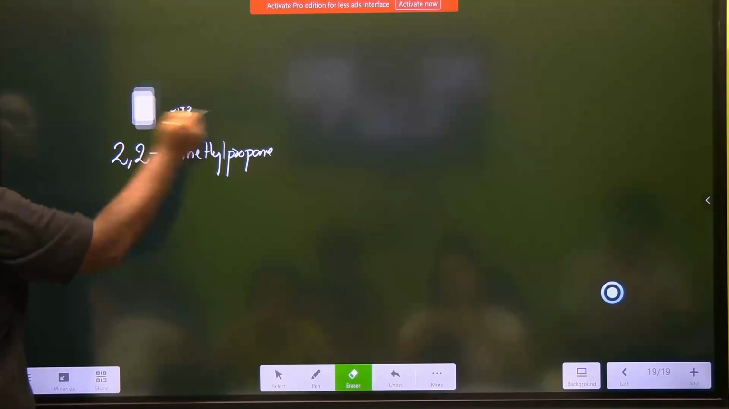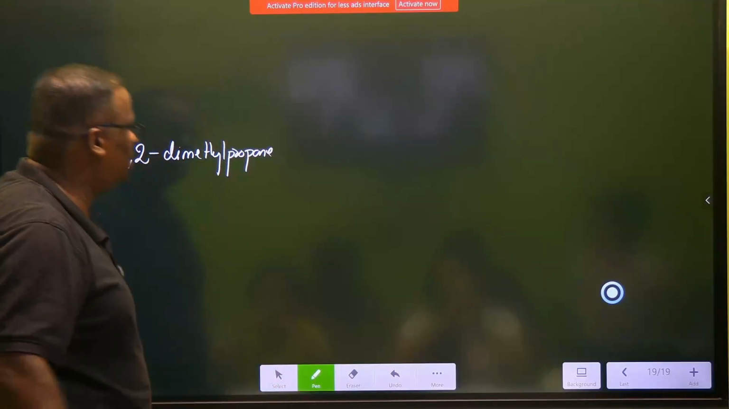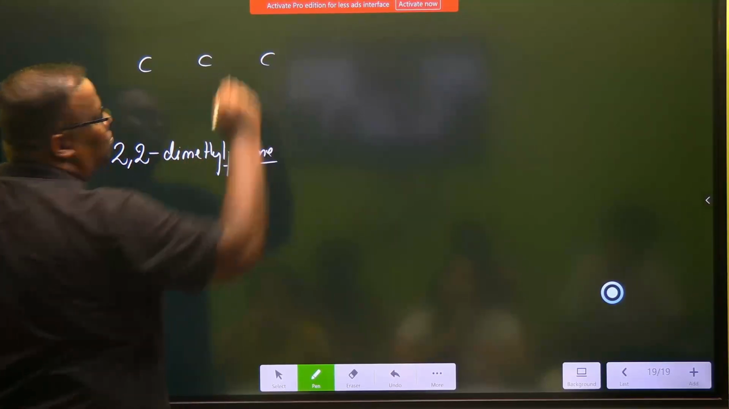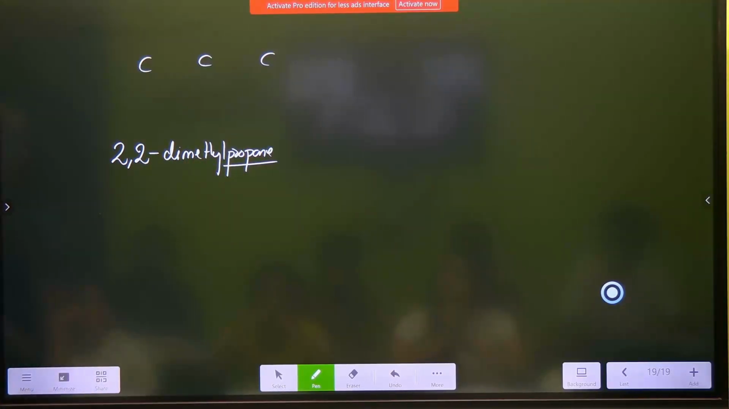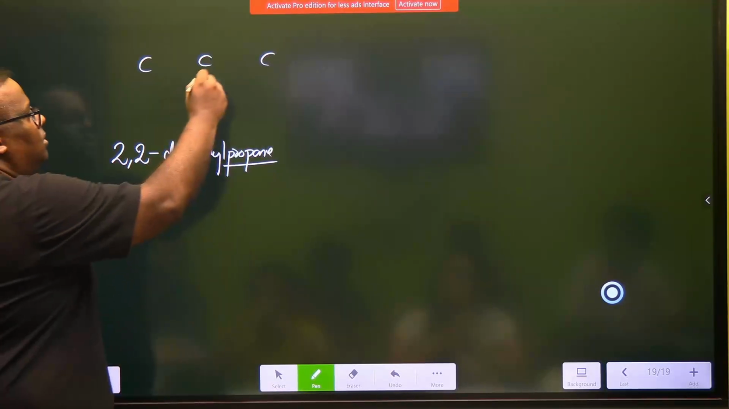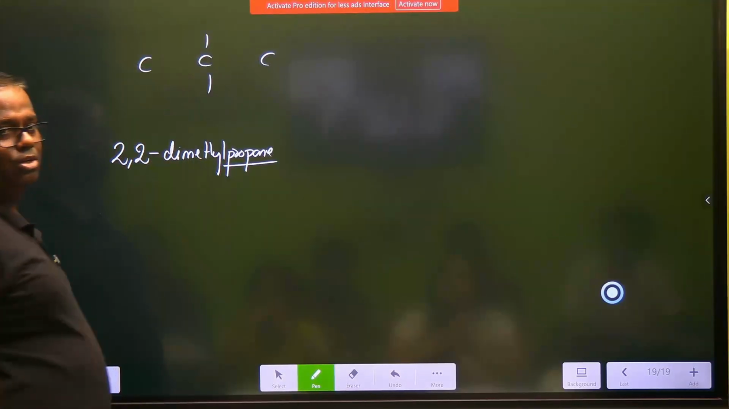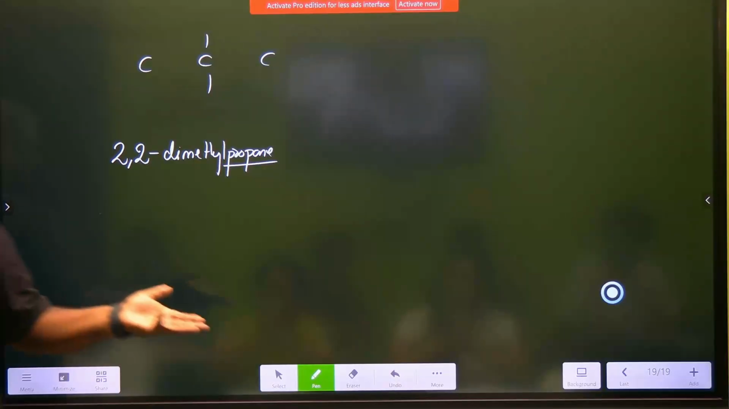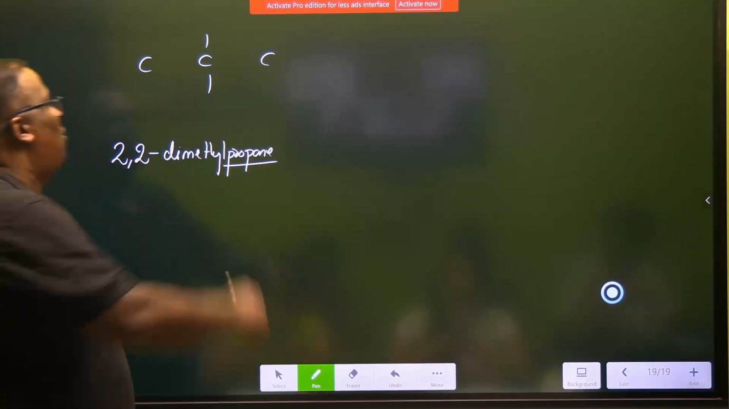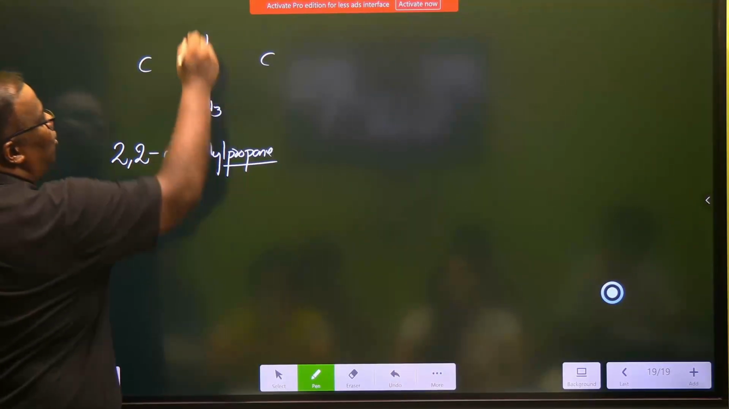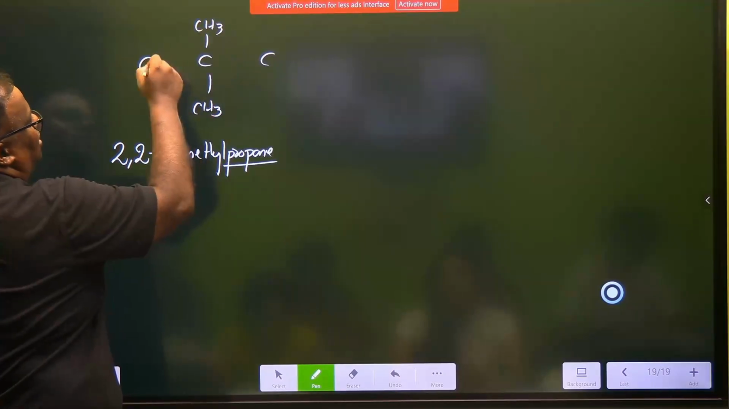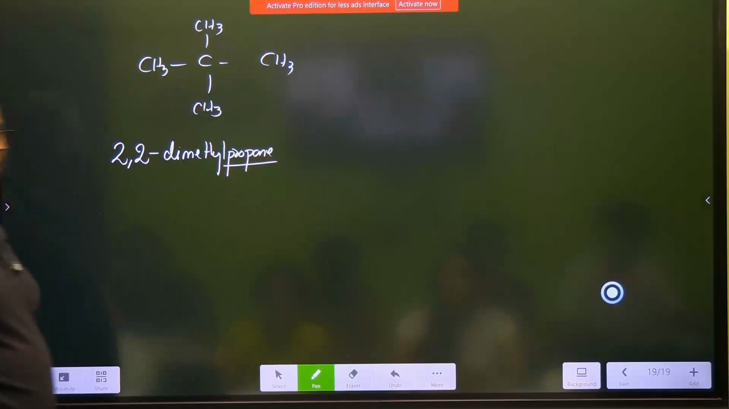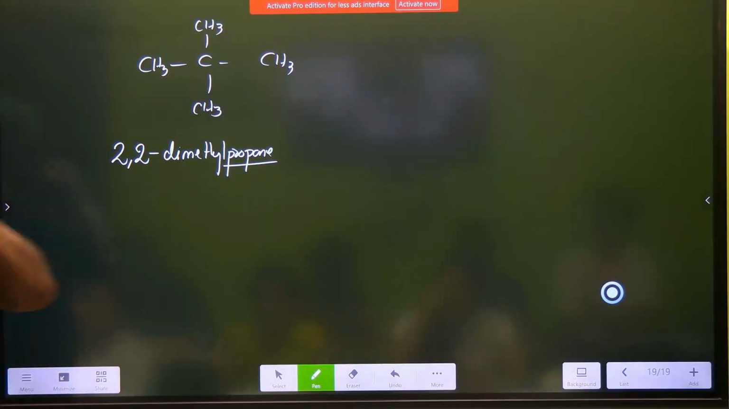Now let's learn to make the structure from the name. What is the structure? Propane. First identify this. Propane. CCC. Propane means 3 carbons. At 2 there is a branch. At 2 there is another branch. Who are there in these branches? Dimethyl. Who is a dimethyl? 2 methyls. One at the bottom, one at the top. Fill the valencies. Your compound is done. Have you understood?